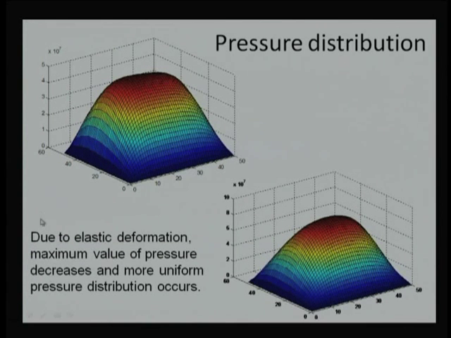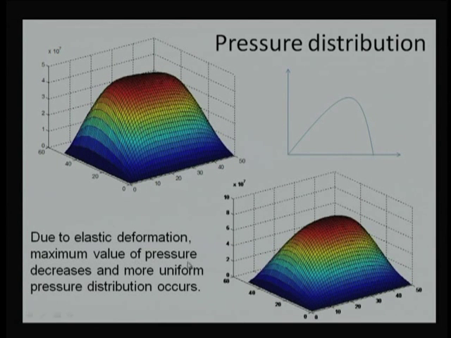Due to elastic deformation, the maximum value of pressure decreases and a more uniform pressure distribution occurs. What is the meaning of that? You can see this stretch is much larger than this stretch, so there is a more uniform distribution. That means the load carrying capacity is not going to decrease. The load carrying capacity of these surfaces will remain the same. Only the maximum pressure is going to decrease, and most of the surface is going to sustain the same pressure.